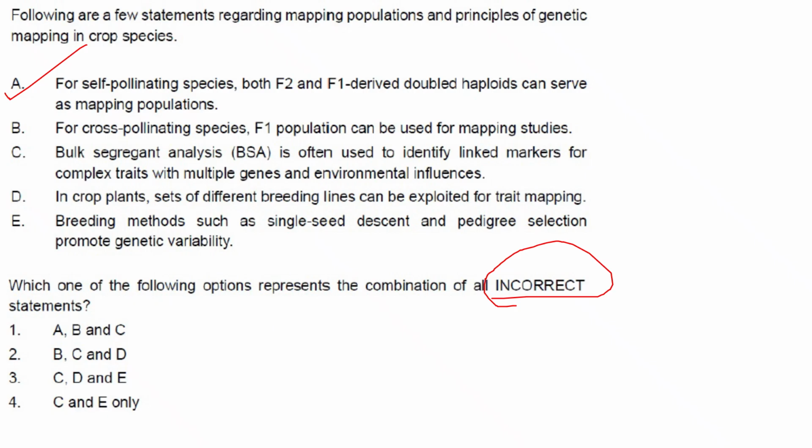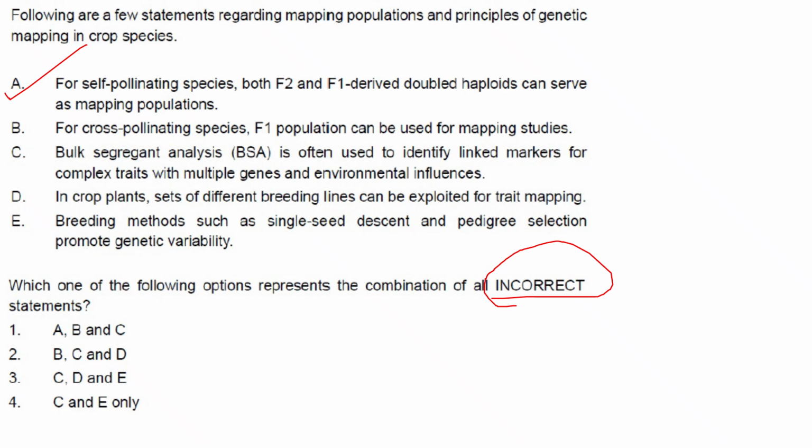For double haploids, first you will give rise to the haploid plant. It can be through the breeding way or you can go for the in vitro way. In the in vitro way, you will isolate the pollen or the ovules. Usually it is the pollen that they go for. So you will isolate that and grow it in the culture medium.